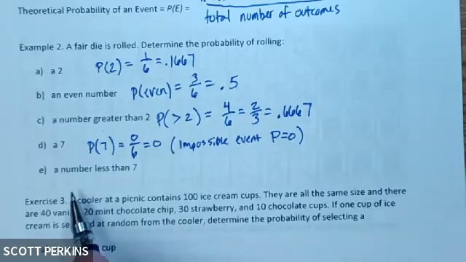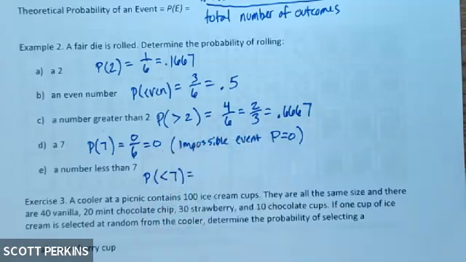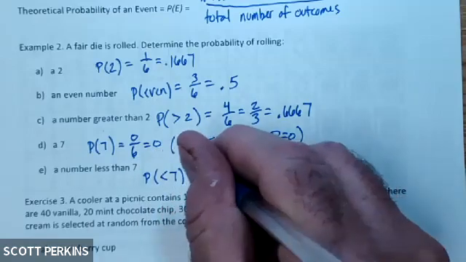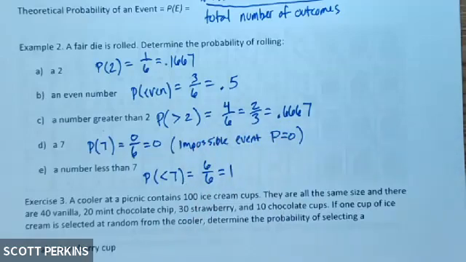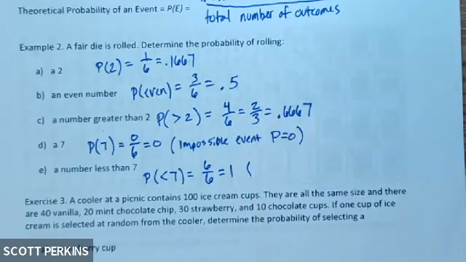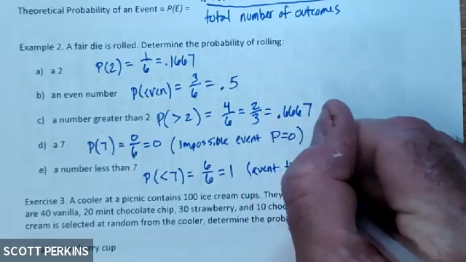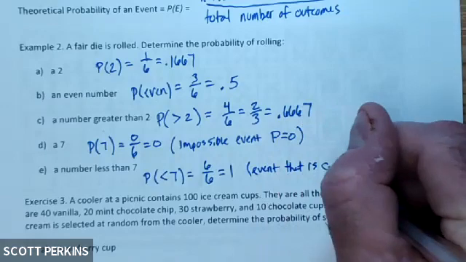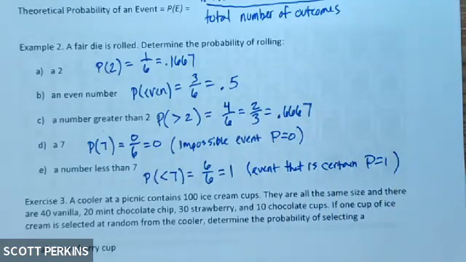How about this one? What's the probability of a number less than 7? How many of my outcomes have a number less than 7? 6 out of 6. So that's 1 or 100%. And again, the reason I put that on there is that it is a certainty. An event that's certain to happen has probability equal to 1.